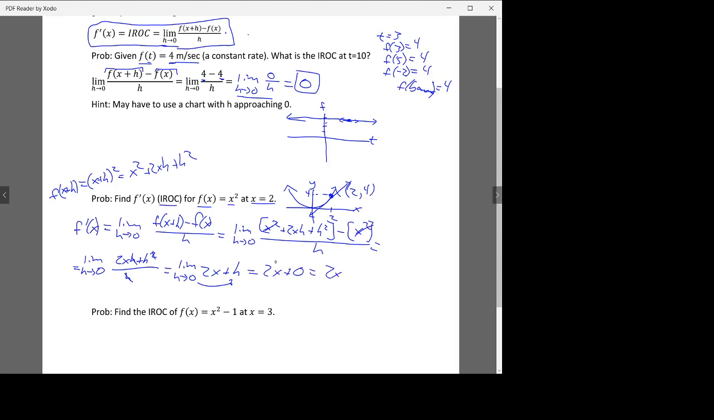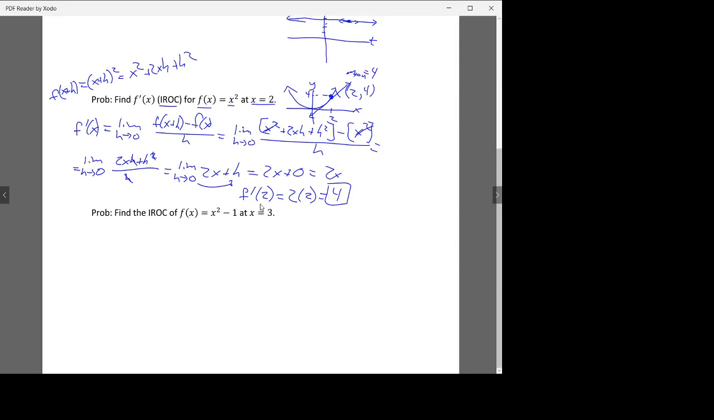And what this is saying is, given any x value, you can find the slope of the tangent line by multiplying that x value by 2. So our x value is 2. So f prime of 2 is 2x times 2, which is 4. So the slope of that line, the tangent, is 4 at the point 2 comma 4. It's crazy, right? So here's another one.